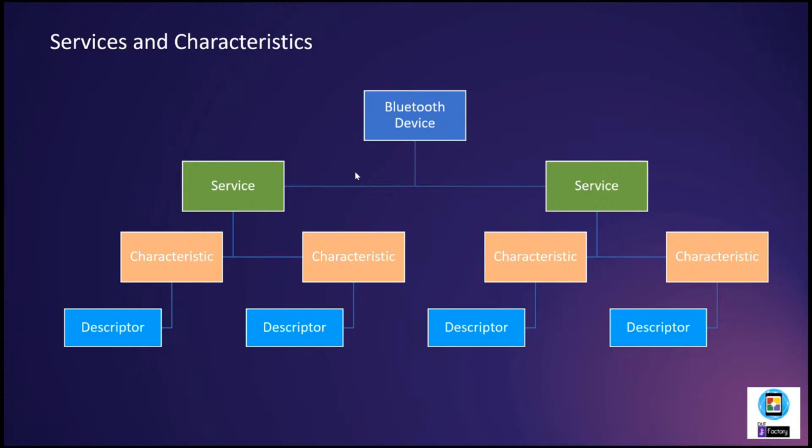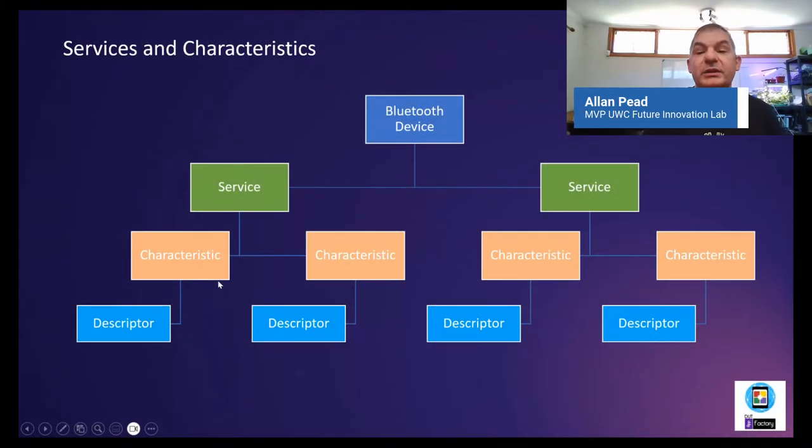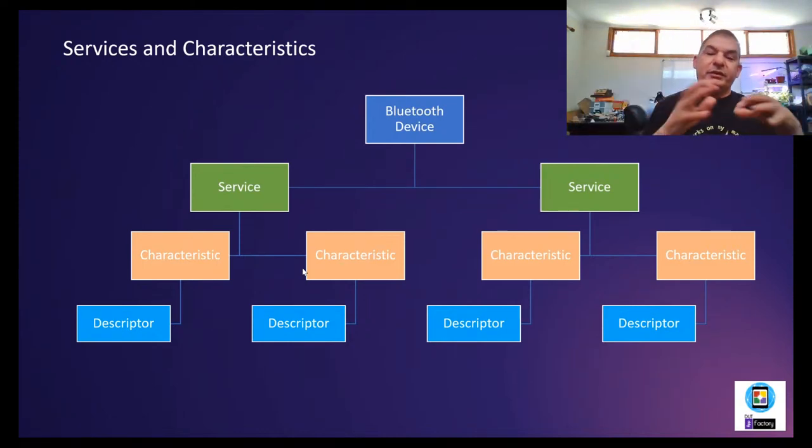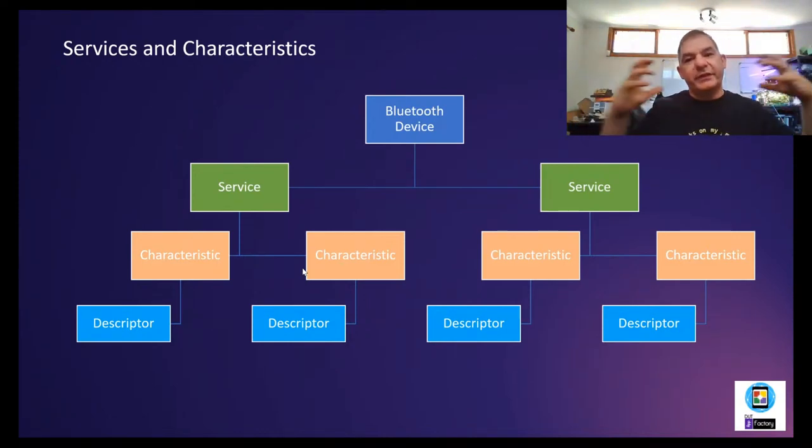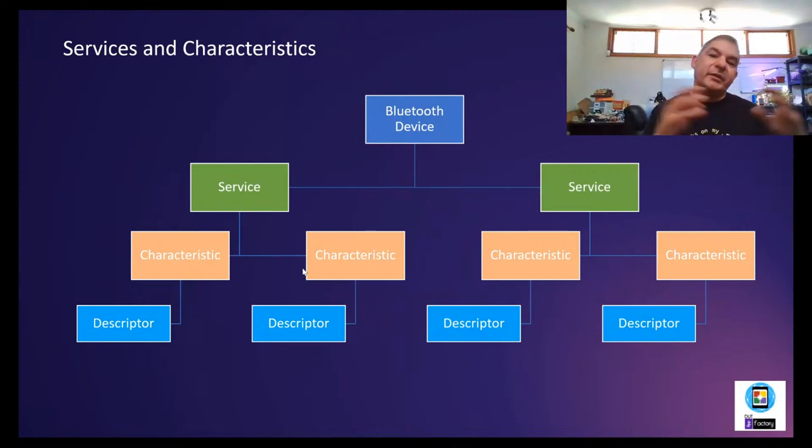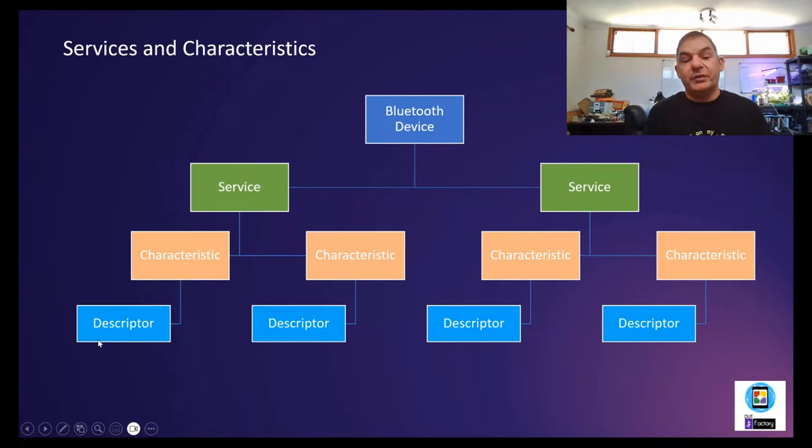So services is a grouping of functionality. A device could have one service, it could have two services, could have three, or however many you want. And then related to a service is a grouping of characteristics. So you can look at a service as a grouping of functionality, and then that functionality is subdivided into things called a characteristic. And then there's also a piece of data that's known as a descriptor, because Bluetooth Low Energy is also self-describing. So it'll describe what that characteristic is.